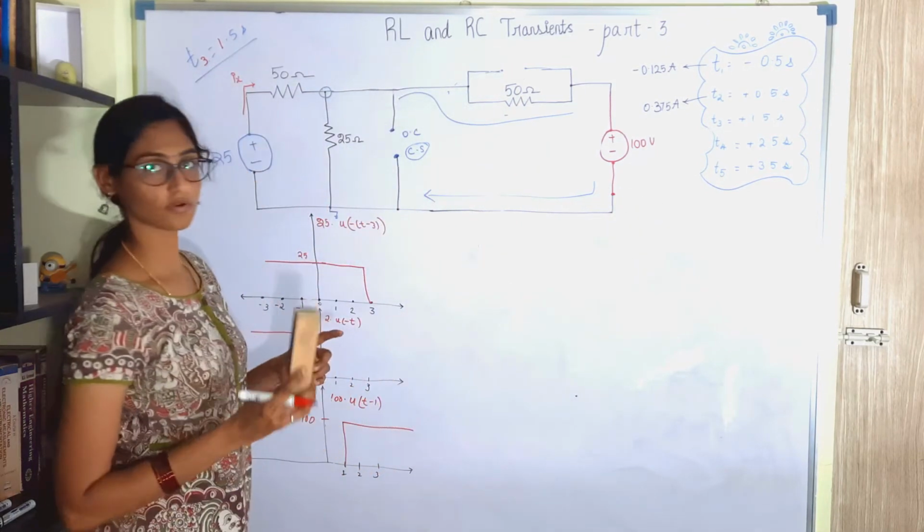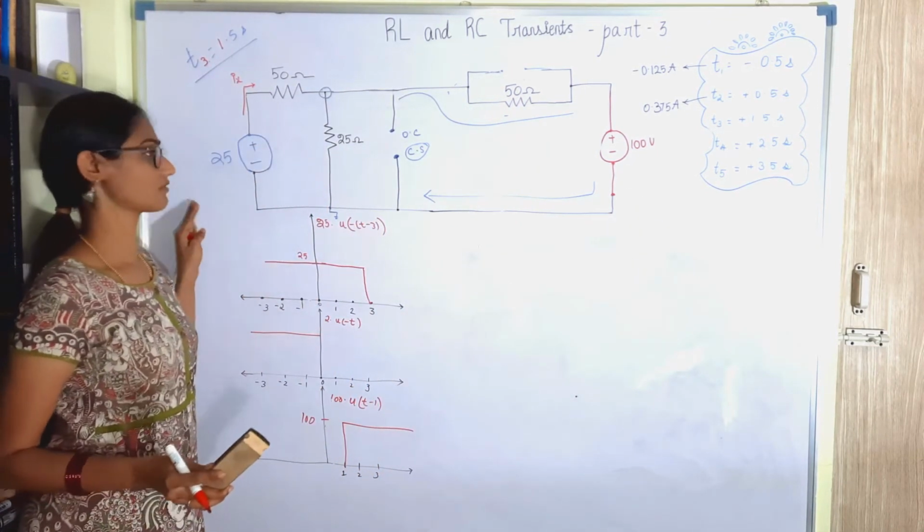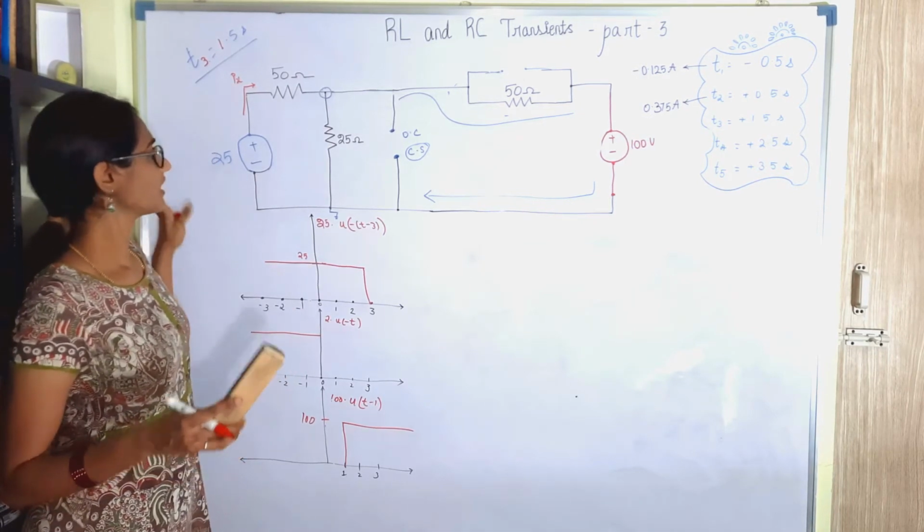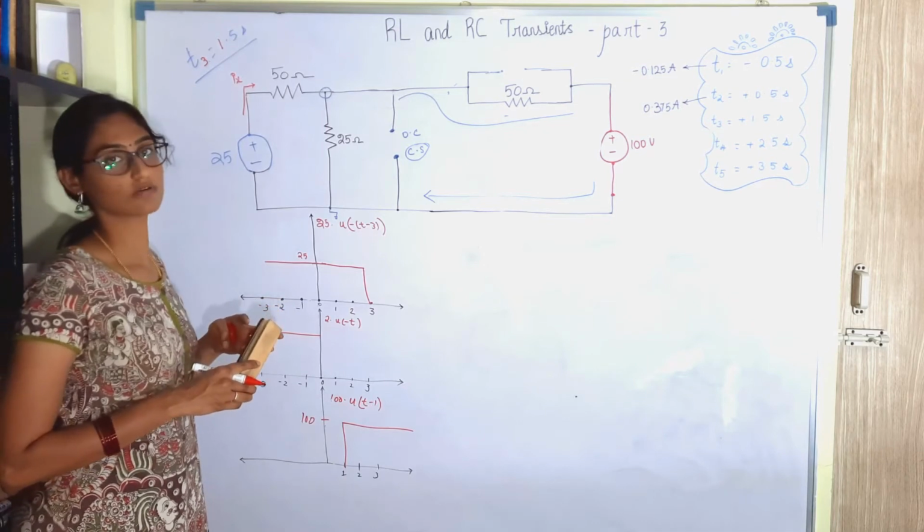Okay, so the topology of the circuit is now changed. You have two voltage sources now. You have to find out this current. Let's use KCL now to find out this.